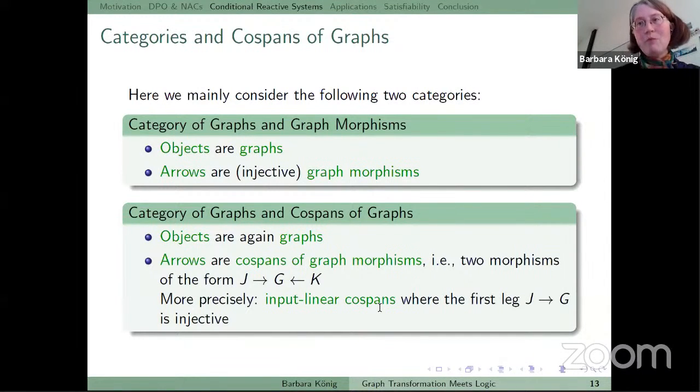Or the other, maybe more interesting category is the one where objects are again graphs, but the arrows are now cospans of graph morphisms. So what is a cospan? A cospan consists of two morphisms of this type, one going from J to G and the other from K to G. So you can think of it as a graph G in the middle, and the graph has two interfaces, an inner interface J and an outer interface K. Think of it as a graph in the middle with two interfaces on both sides. Actually, to be a bit more precise, if you want to really work this out, you want input-linear cospans where the first leg is injective, but I'll skip that detail.